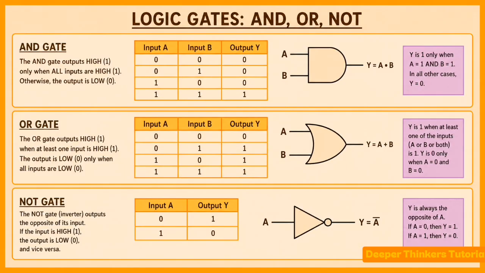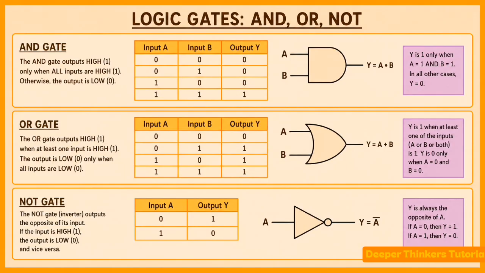If you check the first row, 0 and 0 will give you 0 because none is even 1 at all. Then the second row is 0 and 1. Even though there is a 1 there, it will still give you a 0 because one of them is a 0. Then the third is 1 and 0, same thing. But the last one is 1 and 1. So only when both inputs are high will it give you high, and high stands for 1. I've told you before, 1 is high or on, while 0 is low or off. So that is how it works.